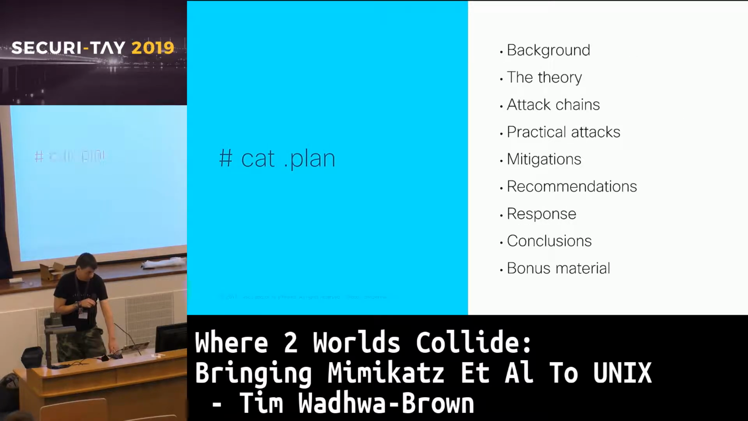So the plan for this talk, I'm going to give a little bit of background for those of you that perhaps haven't had any familiarity with what AD on Unix might look like. I'm going to run through the theory. I'm going to look at some possible attack chains, broadly speaking modelled off similar attack chains on Windows AD joined systems. We're going to break into some mitigations and recommendations. Going to talk a little bit about vendor response, because the vendor response has been interesting. And finally, there's been some conclusions.